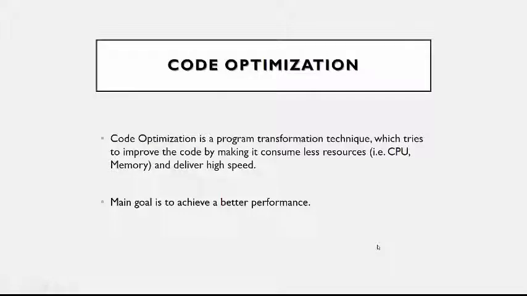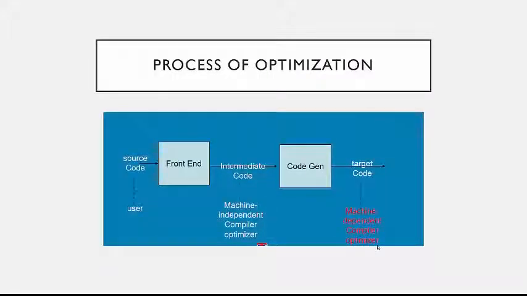Code optimization is a program transformation technique which tries to improve the code by making it consume less resources and deliver high speed. The main goal of code optimization is to achieve better performance. Now, what is the process of optimization?